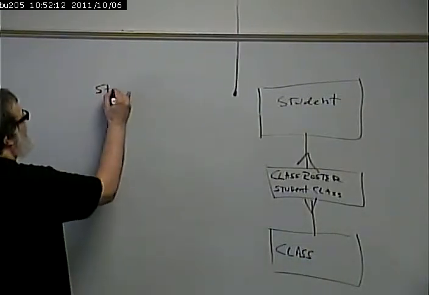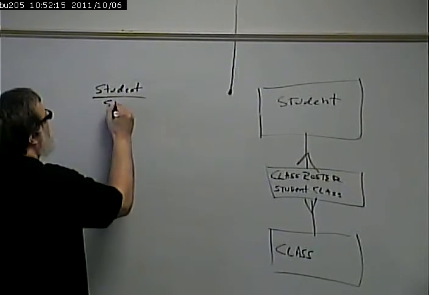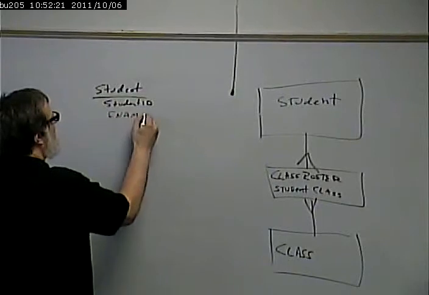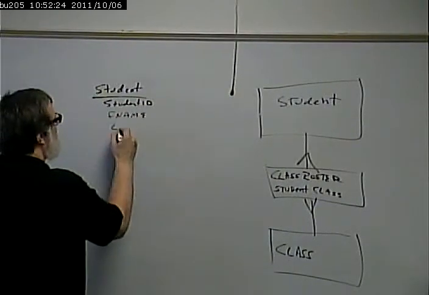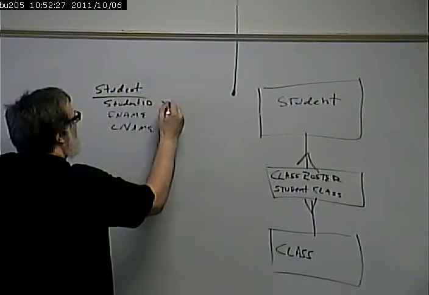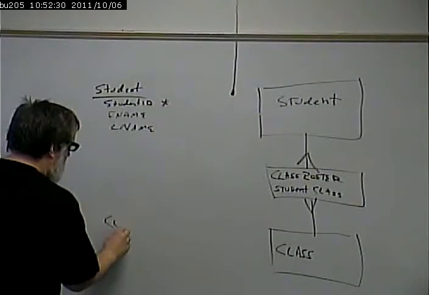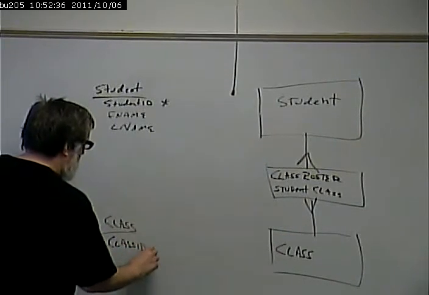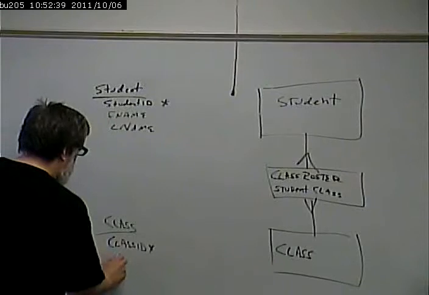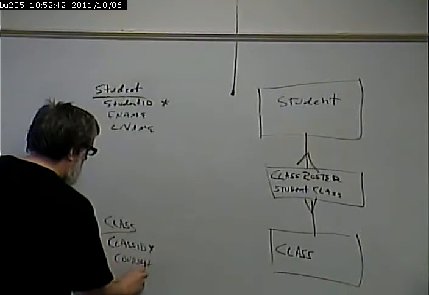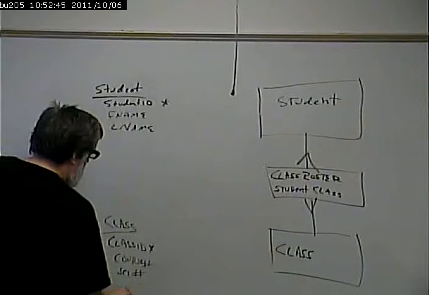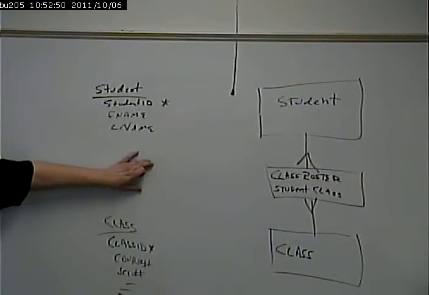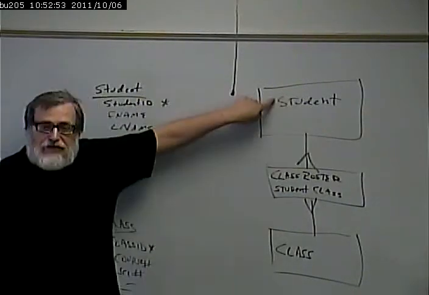So, we'll have a student table that will have the student ID, the student's first name, student's last name, and maybe other stuff. We have the class table that has a class ID, maybe the course number, maybe a section number, and other stuff. This class roster table or student class table, again, has to point to the student.